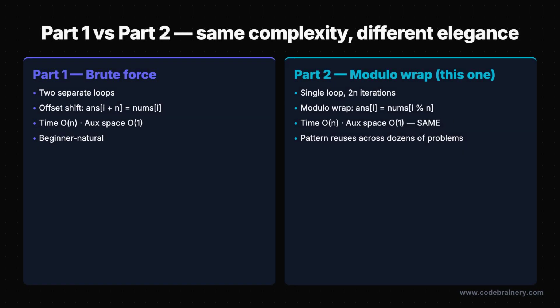Part 1 versus Part 2. Same complexity. 2 loops versus 1. Offset shift versus remainder wrap. The remainder version wins 3 ways. Cleaner code, better cache locality, 1 sequential pass. And the pattern reuses across array rotations, ring buffers, hash table probing. 4 problems for the price of 1.